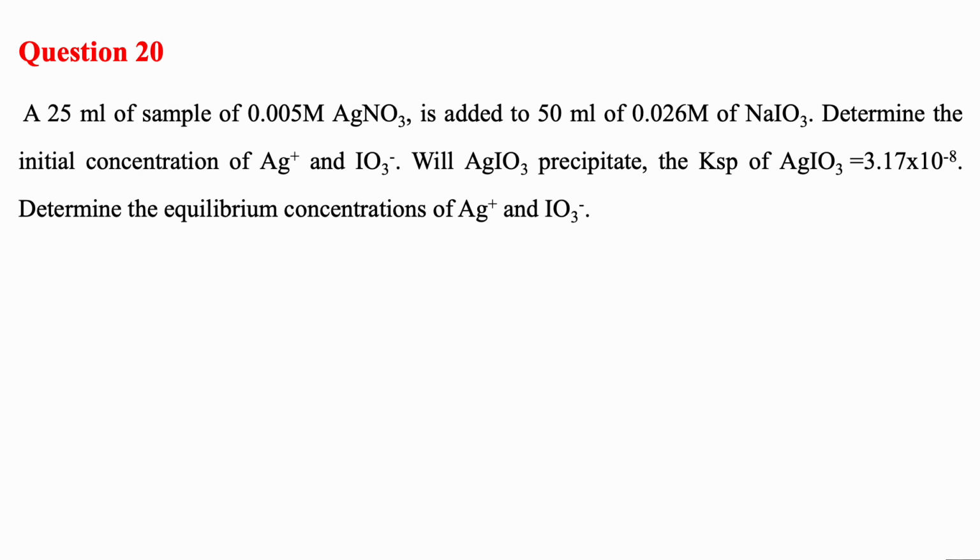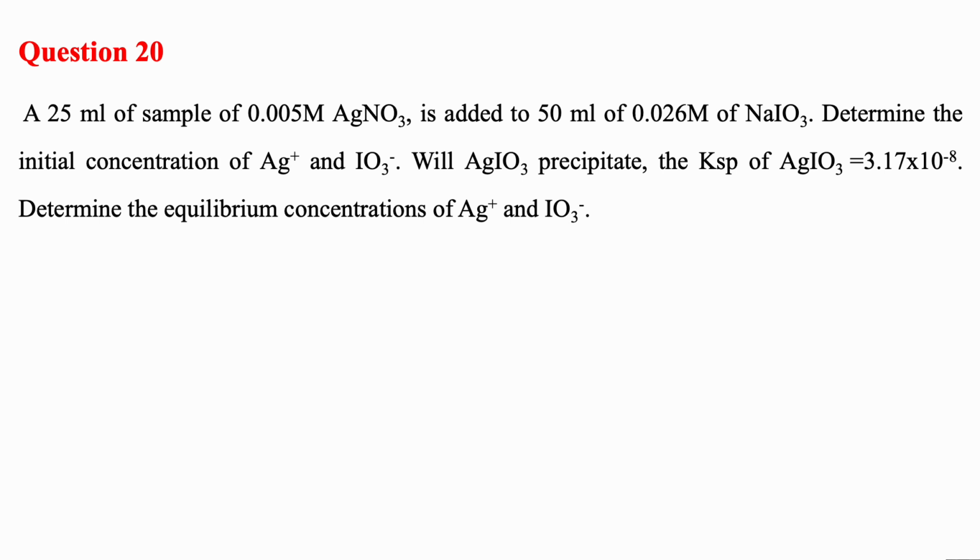So question number 20 is saying a 25 milliliter sample of 0.05 molar silver nitrate is added to 50 milliliters of sodium iodate. Determine the initial concentration of silver and the iodate. So here, to determine the initial concentration, silver will be equal to this one, and then for the iodate we also have this concentration.